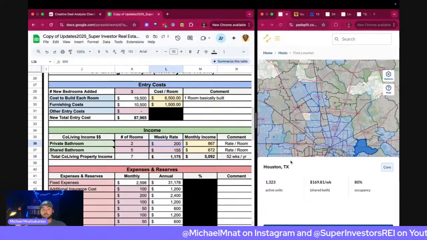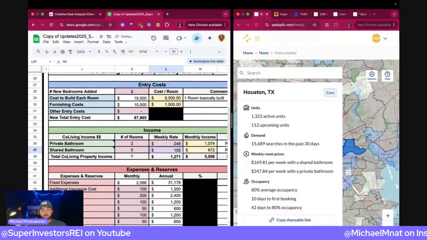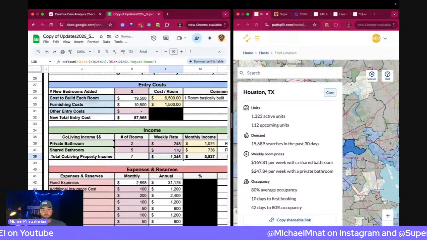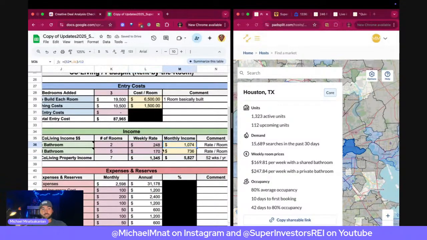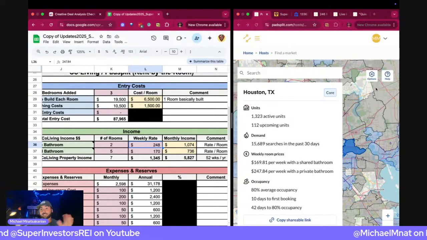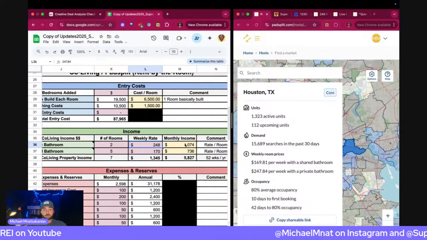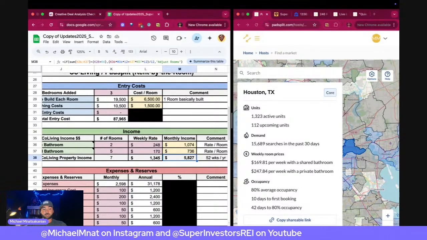So we saw it was $247.84. Oh, yeah, for private, and then $169.81. So our monthly income, right? This takes the weekly, this calculates the monthly. So it's multiplying this by the number of weeks in a year, and then dividing by the number of months. It's a little complicated, but that's how you get the monthly. It's just automatically done for you. So this property weekly brings in $1,345 and monthly brings in $58.27.